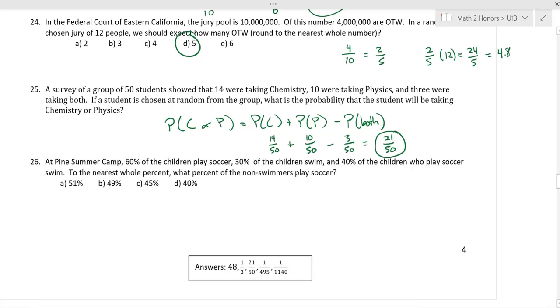All right. I'm going to make a little table here. We got soccer players, and we have those that don't, non-soccer players. Just need to organize this information a little bit. We have those that swim, and we have the non-swimmers, right?